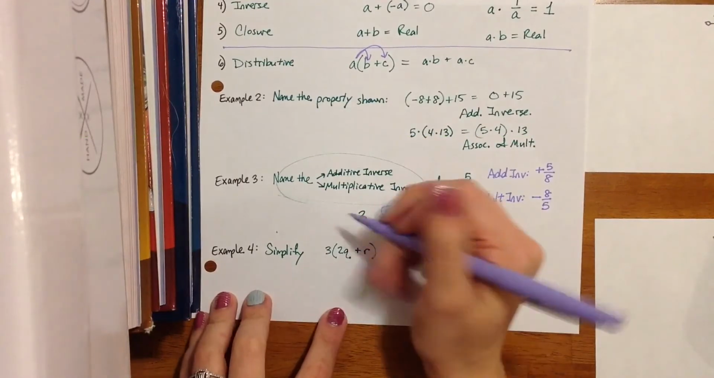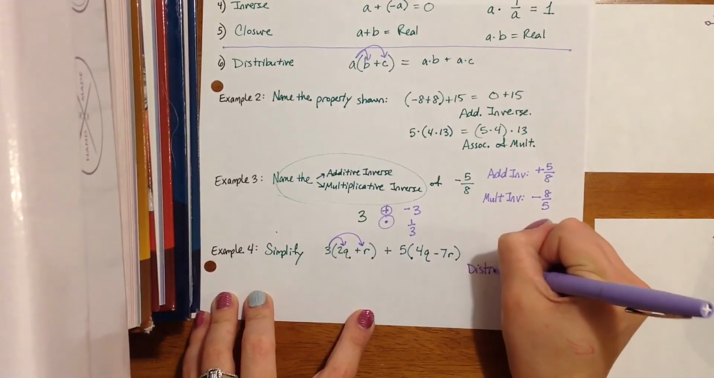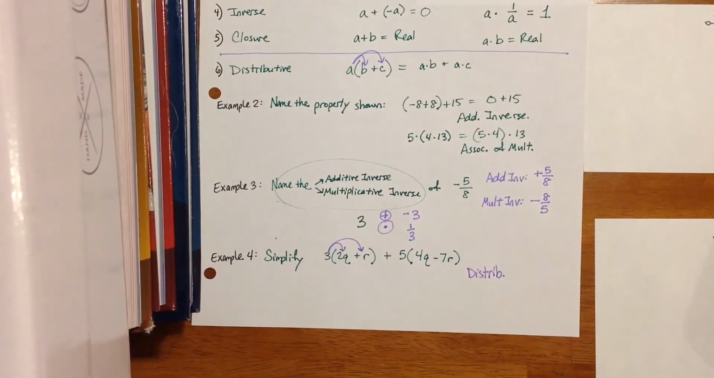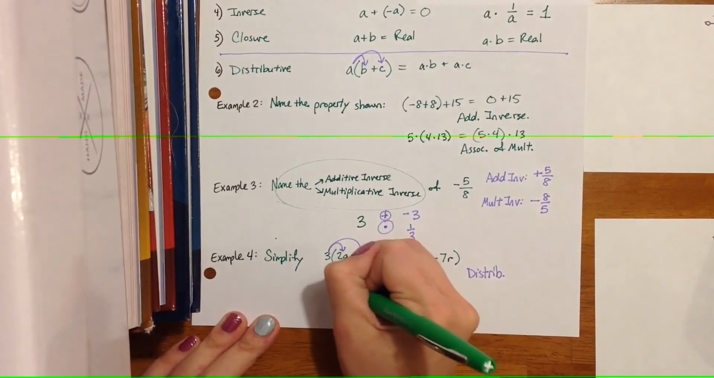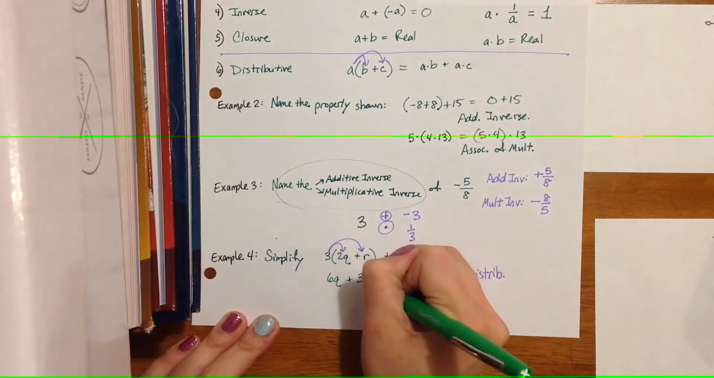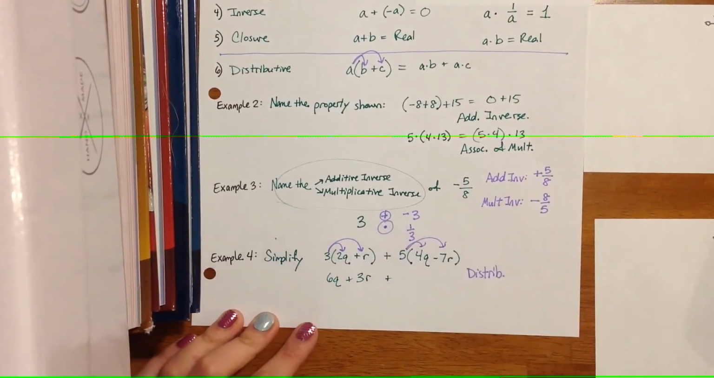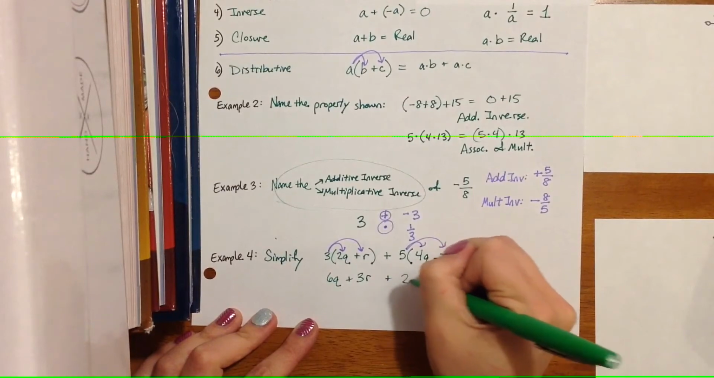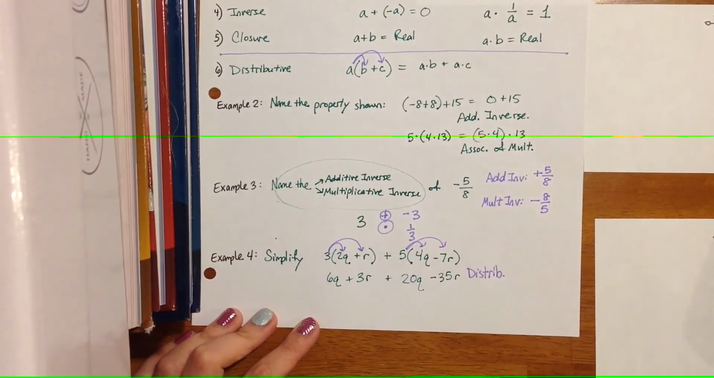So first thing I'm going to do is distribute. So that's my first property that I'm using. Distribute that 3 to the 2q and the r. I get 6q plus 3r. And I'm going to distribute this 5 to both of those pieces. I get a 20q and a -35r.